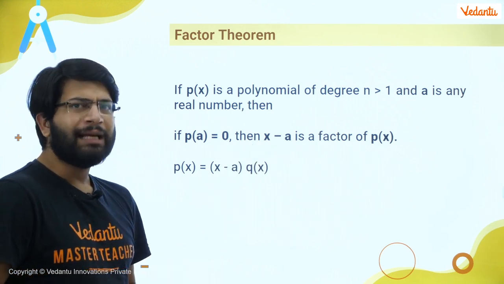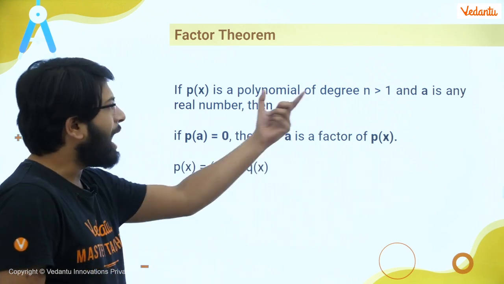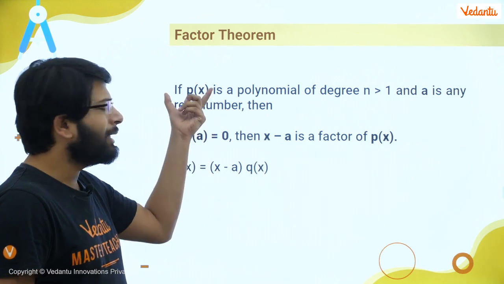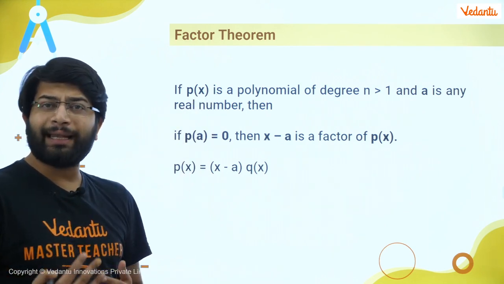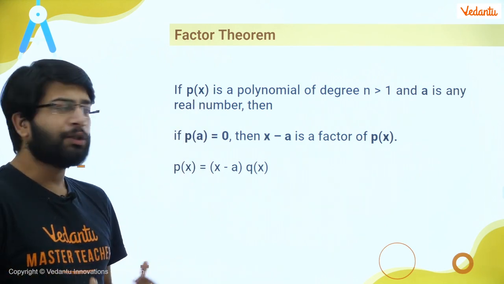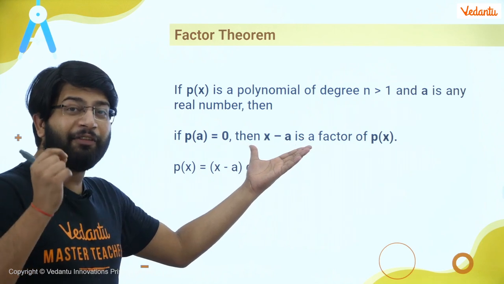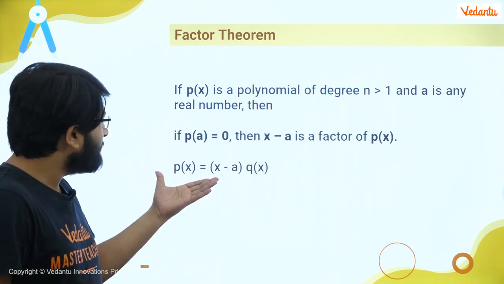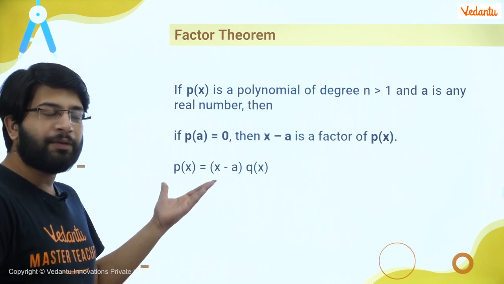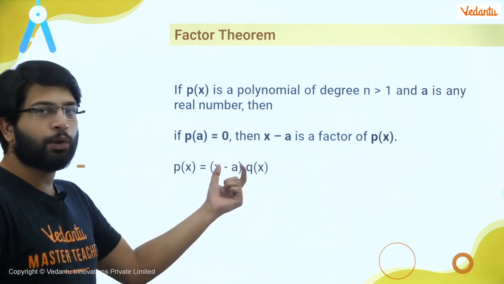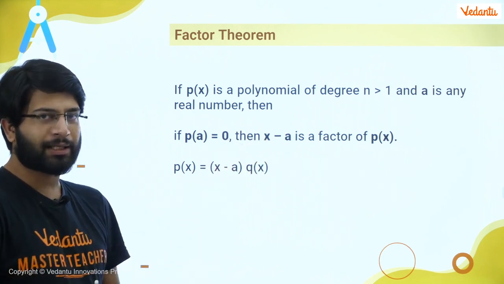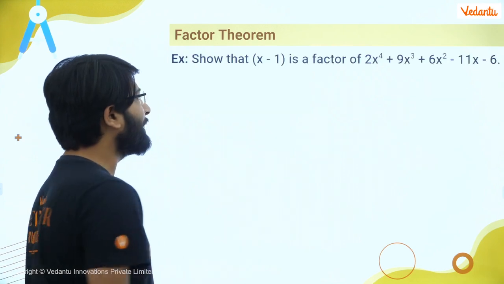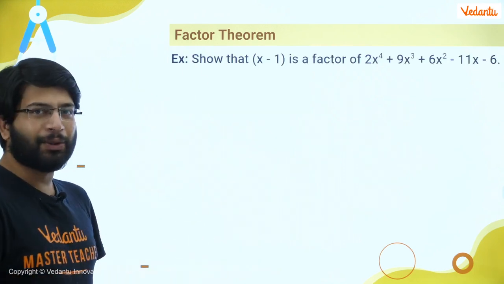And why so? It's very easy. After putting x equal to a in the polynomial, we are getting the value 0. So this means there must be a factor of x minus a. Now we can say that my polynomial is x minus a into some other polynomial q(x).